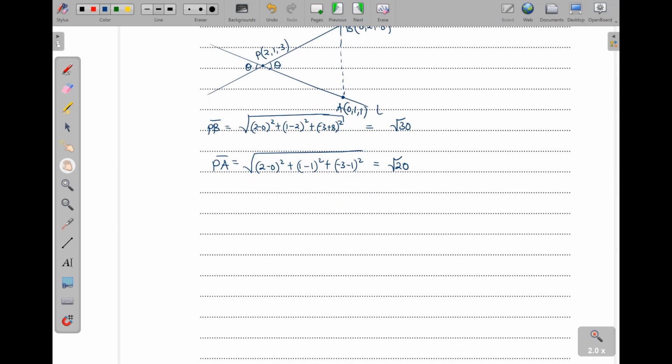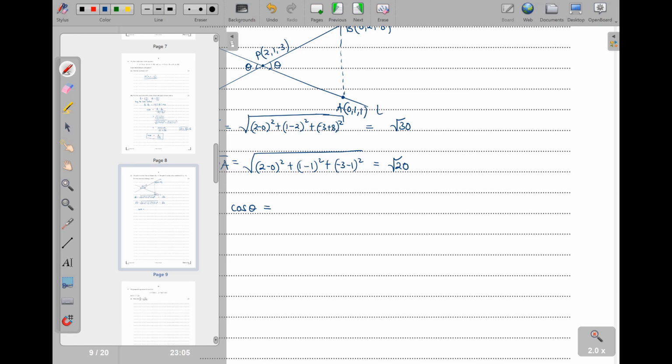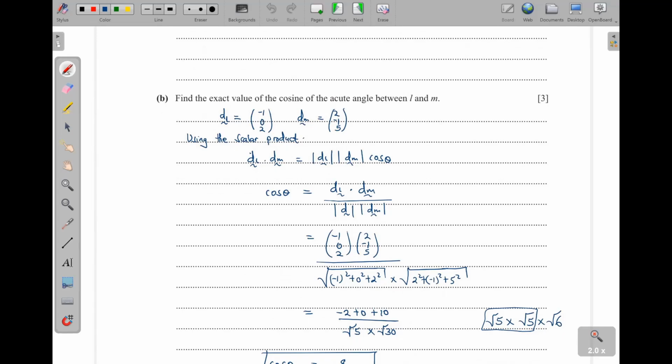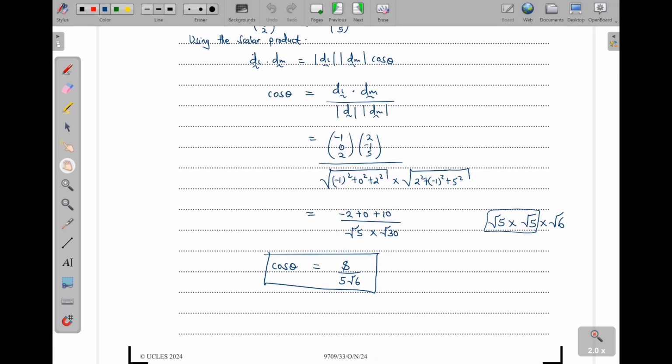Okay. Area of a triangle which is not right angled is a half AB sine C. Now we need to get sine of the angle here, but remember we have cosine of the angle. Cosine of the angle, we got it as, let's check here again. We got it as 8. It was 8 over something. It is here 8 over 5 root of 6.